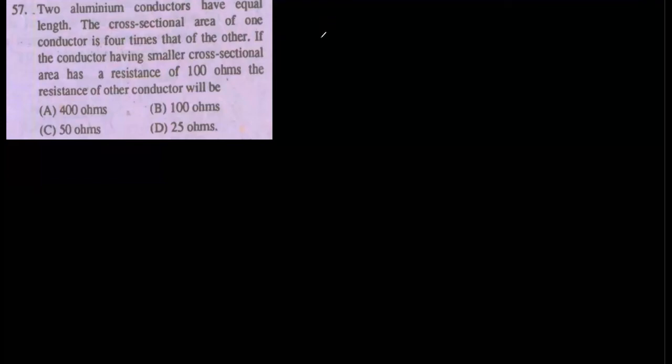So two aluminum conductors have equal length, so length L1 will be equal to L2. The cross-section area of one conductor is 4 times the other, so let's say A2 is 4 times the other. If the conductor having smaller cross-section area has a resistance of 100 ohm, so A1 is the smaller cross-section area, so R1 will be equal to 100 ohm.